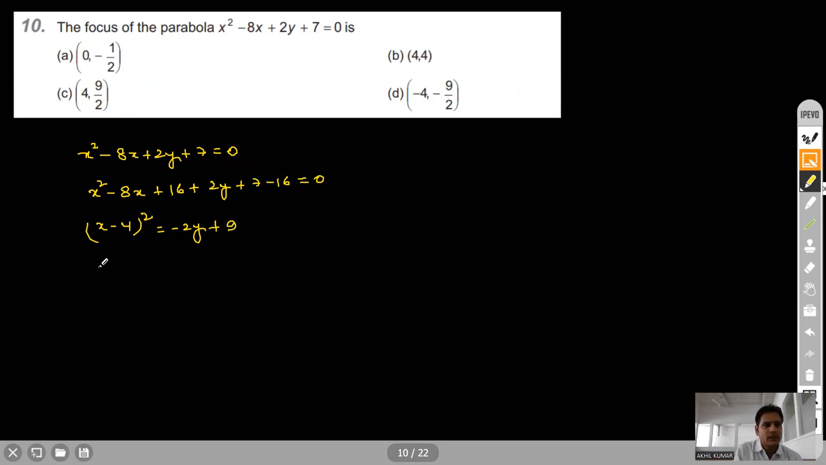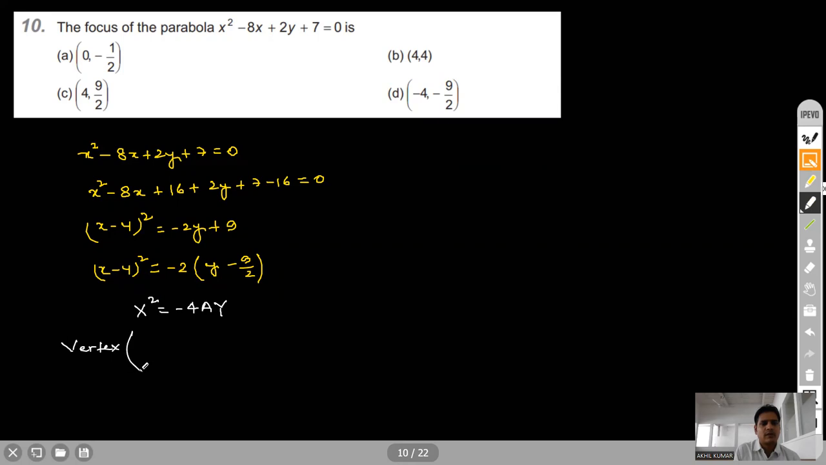Okay. So this will further, we can write it as x minus 4 whole square equals minus 2, taking minus 2 common because we have to represent it in the standard form. So it will be y minus 9 by 2. But why have we taken this minus 2 common? To make it in the form of our standard parabola, that is nothing but x square is equal to minus 4ay, right?